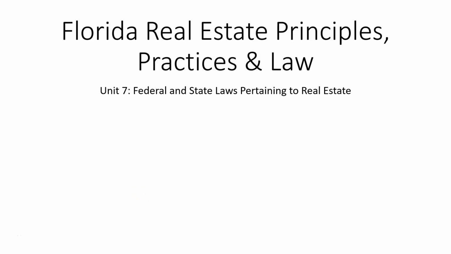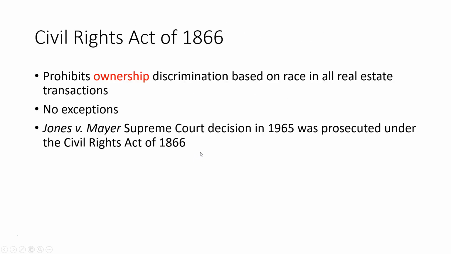Okay, here we are on Unit 7, a quick summary of the federal and state laws pertaining to real estate. It all started in 1866 when the Civil Rights Act of 1866 was introduced, and this actually prohibits discrimination based on race in all real estate transactions. There are no exceptions, and that still stands today.